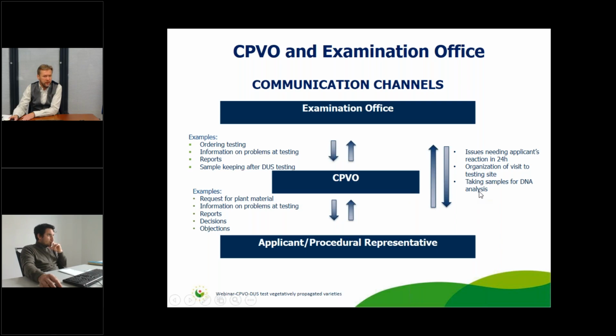There are only a few instances where direct communication between the examination office and the applicant, and vice versa, is admissible. For instance, for issues that need immediate reaction from the applicant, such as an infection where the plant material possibly needs to be destroyed within 24 hours. If the applicant wishes to visit the growing trial, he has the right to do that. So he can take an appointment straight away with the examination office. We don't need to be informed on this. And also, if the applicant wants to take a DNA sample for analysis of his own material, he cannot take DNA samples of other varieties, but of his own material.